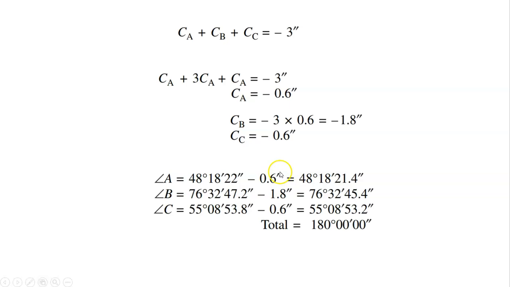We would apply such corrections to the values observed in the field, and that's how we end up with the corrected values, which are nothing but the adjusted values. And if we add all of them, we get a value of exactly 180 degrees.